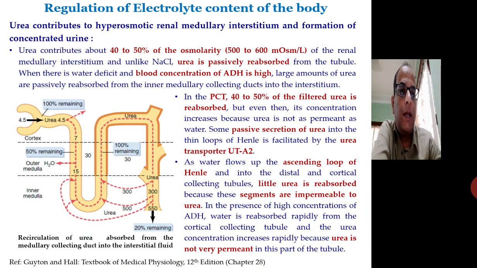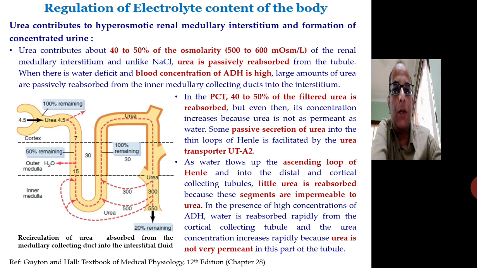As water flows up the ascending limb of the loop of Henle into the distal and cortical collecting tubule, little urea is reabsorbed because these segments are impermeable to urea. Urea is not reabsorbed in this portion because the segments are impermeable to urea. In the presence of high concentration of ADH, water is reabsorbed rapidly from the cortical collecting tubule and the urea concentration increases rapidly because urea is not very permeable in this part of the tubule.